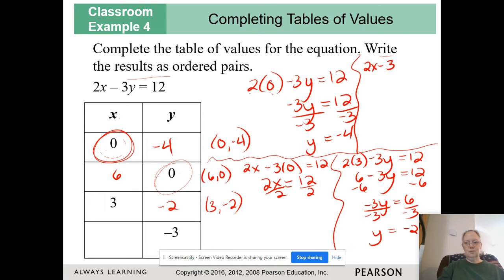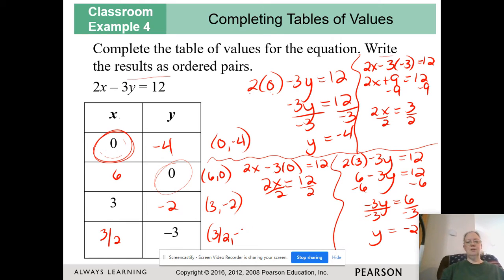2x minus 3. We're going to plug in -3 for y. And multiply a negative times a negative is +9. And subtract my 9. And divide by 2. Do not give me a decimal, and do not give me a mixed number. I want an improper fraction. 3/2, -3 would be the 4 ordered pairs.